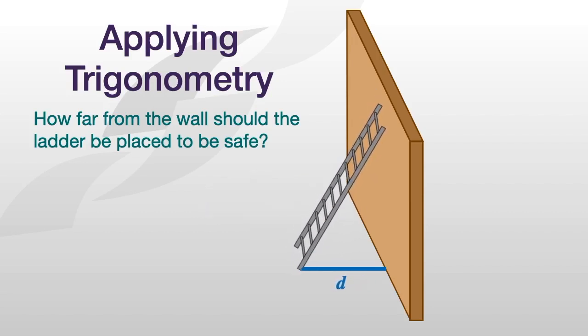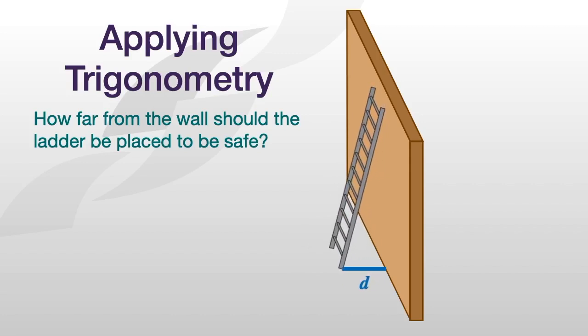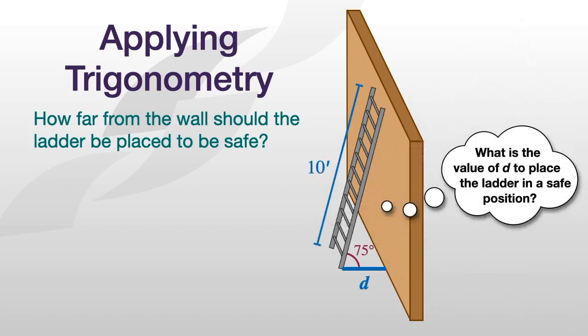As we change the distance of the base of the ladder from the wall, the angle changes. Health and safety guidelines recommend that a ladder be placed at a 75-degree angle. If this ladder is 10 feet long, how far away from the wall should this bottom part of the ladder be placed?